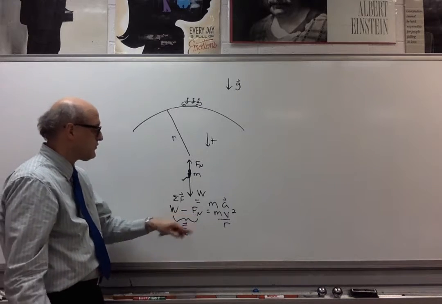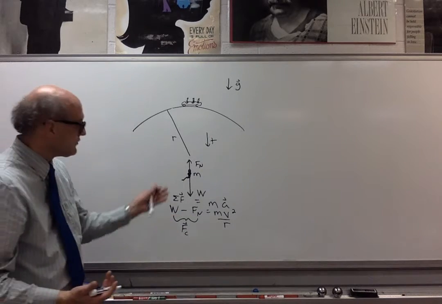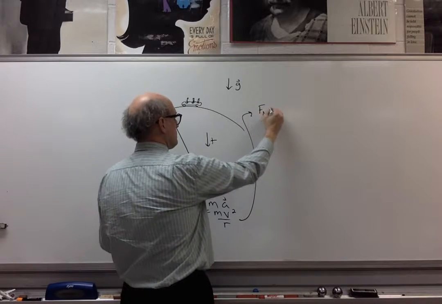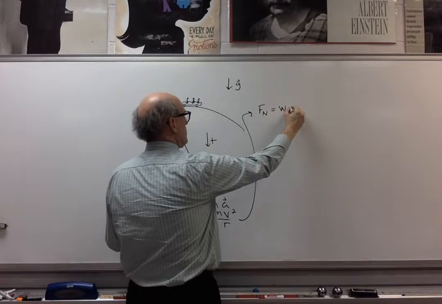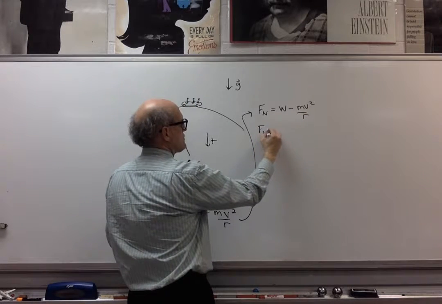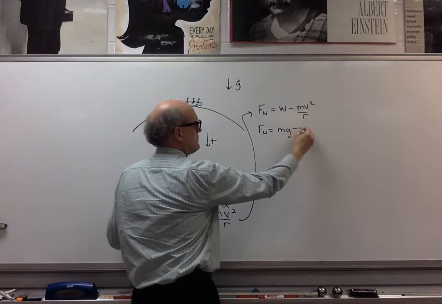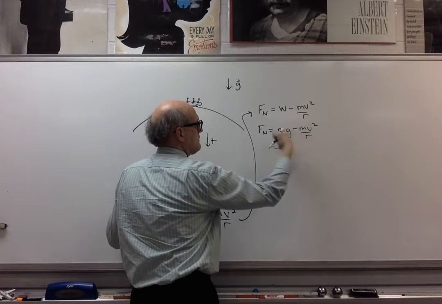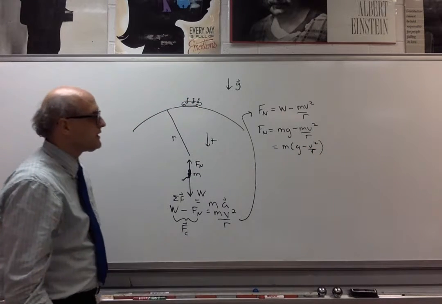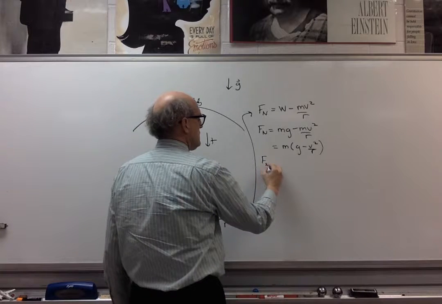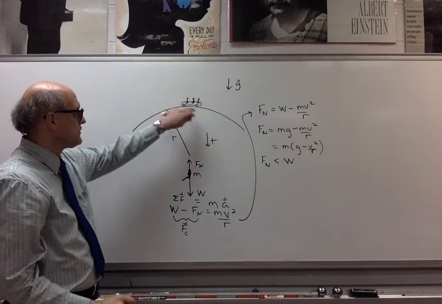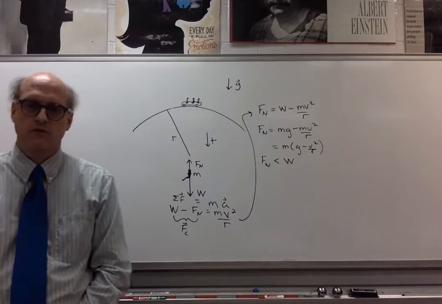Okay, so now we could solve for Fn, which would be what the rider feels he or she weighs. So solving for Fn, we get the weight of the person minus mv squared over r, where the weight of the person from Newton's second law is mg. Factoring out the person's mass, we get that quantity, which shows us that the normal force is going to be less than the person's actual weight. So the person will feel lighter at the top of that hill, the crest.